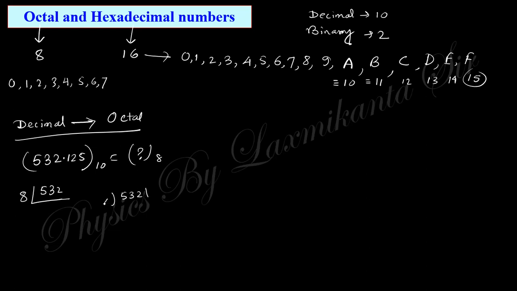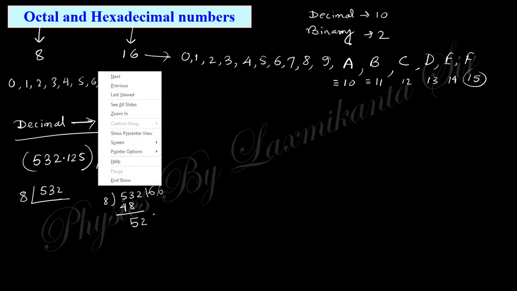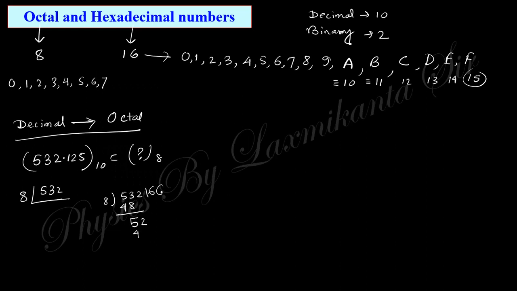532 divided by 8: 8 times 66 is 528, and the remainder is 4. Again 66 divided by 8: 8 times 8 is 64, and the remainder is 2. Then 8 divided by 8 gives 1 with remainder 0. So this portion gives you 1024.